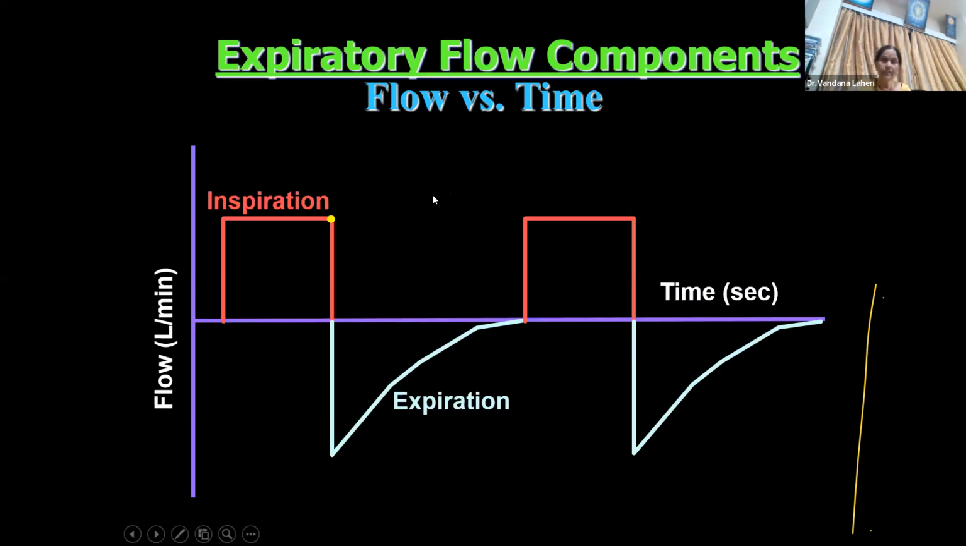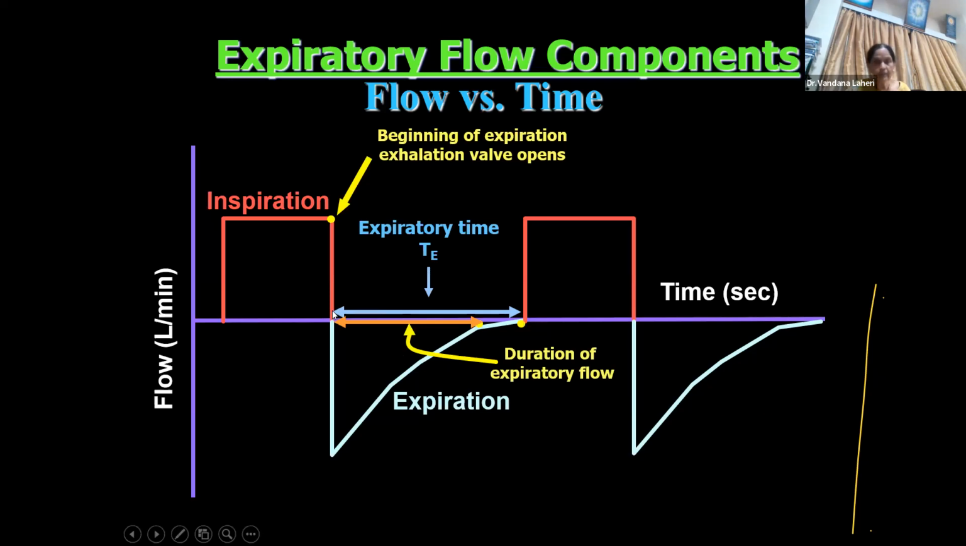Okay, now let us see expiratory flow components. I told you this is the beginning of expiration. The exhalation valve opens. This is called expiratory time, TE. This is the duration of active expiration. And this is the pause time. So this is what you will see on graphics. On the flow graphics, if you want to see pause time, this is where you will see it. This is active expiration. Okay. And this is the total duration of expiratory flow. This is called peak expiratory flow rate.